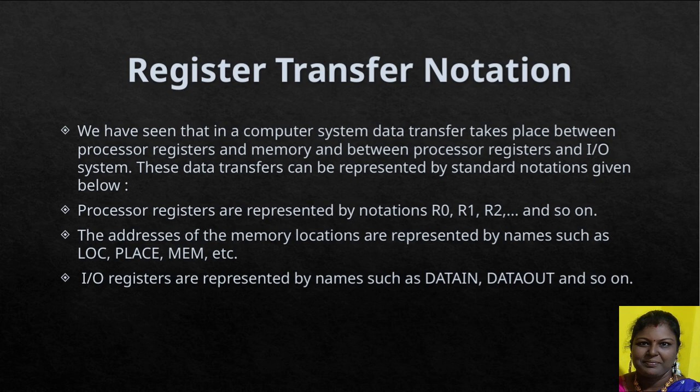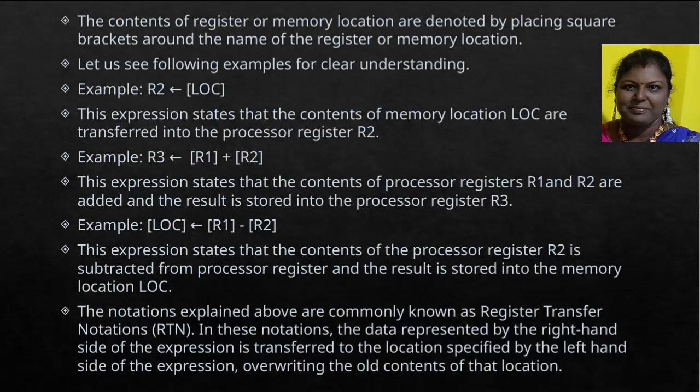When we want to talk about the contents of a register or a memory location, we put square brackets around its name. This tells us exactly what data we're working with. For example, if we write R2 gets the contents of LOC, it means the data stored at LOC moves into register R2. Or, if we add the contents of R1 and R2 and store the result in R3, we write it like that. These expressions are called register transfer notations. They show how data moves and changes inside the processor.